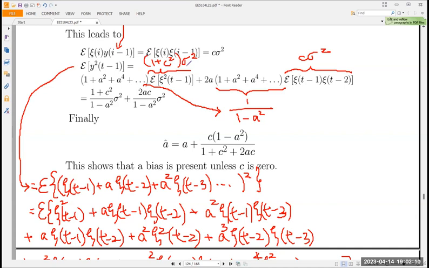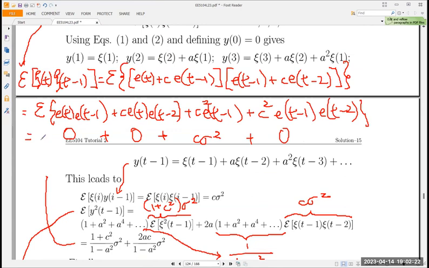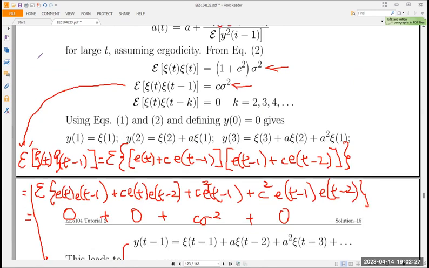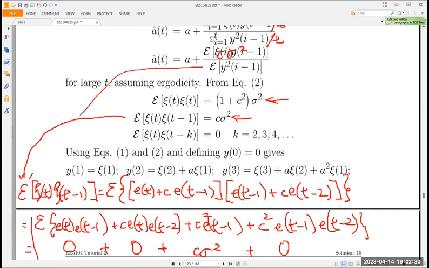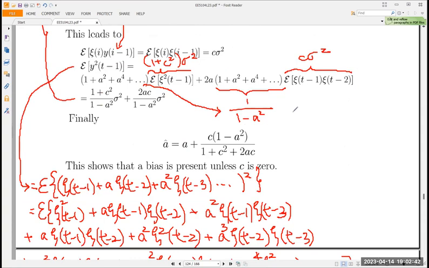Now you got this, you substitute this into the denominator there. Here. Then if you do that, you will get a hat equals a plus c(1 minus a squared) over this. So it is clear.